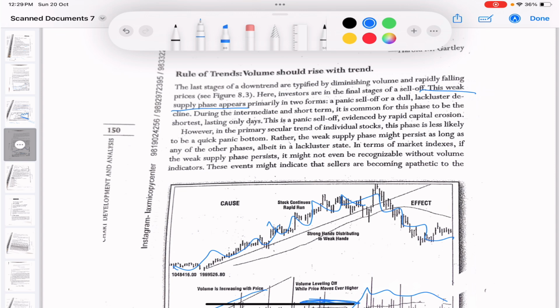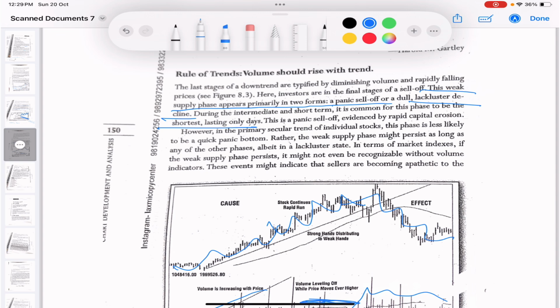This weak supply phase appears primarily in two forms: a panic sell off, or a lackluster decline. During the intermediate or short term, it is common for this phase to be the shortest, lasting only days. So, if there is an overall bull run and then this phase happens, then it will stay for less time, and whatever the primary trend is, that is going to continue. So, in that case, this is going to be a retracement and it's going to stay for only a few days.